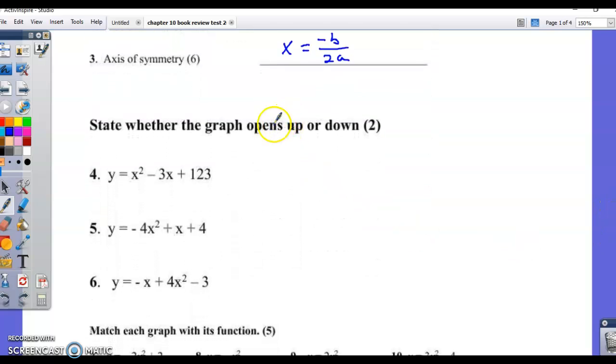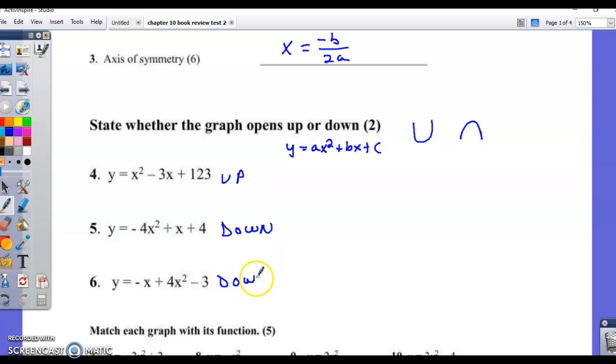State whether the graph opens up or down. So whether it's like this or like this. That's based on our a in y equals ax squared plus bx plus c. If a is positive, it opens up. If a is negative, it opens down. So this one is up, this is down, and this is down as well. And we know that because this is a positive, this is a negative, this is a negative.